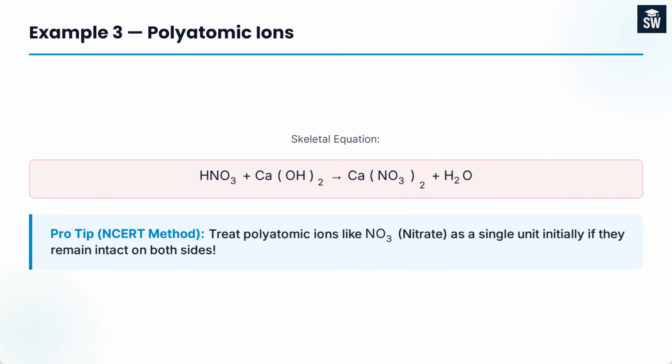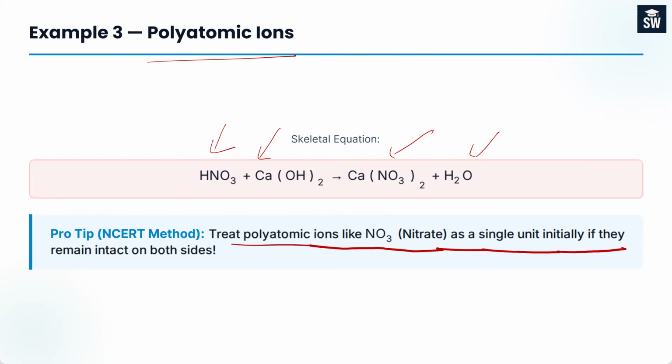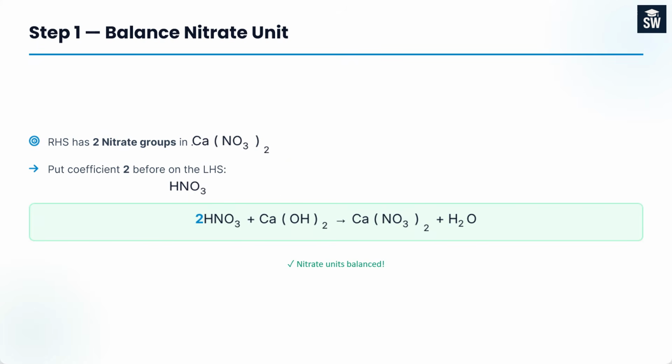Finally, one more example of polyatomic ions. This is HNO3, nitric acid, plus calcium hydroxide, giving calcium nitrate and water. More important is that NO3, nitrate, is a single unit and remains intact on both sides. So let us balance the nitrate unit first. Whatever nitrate is given, here you have two nitrate groups, so put 2 in front of the HNO3. Now the nitrate units are balanced.